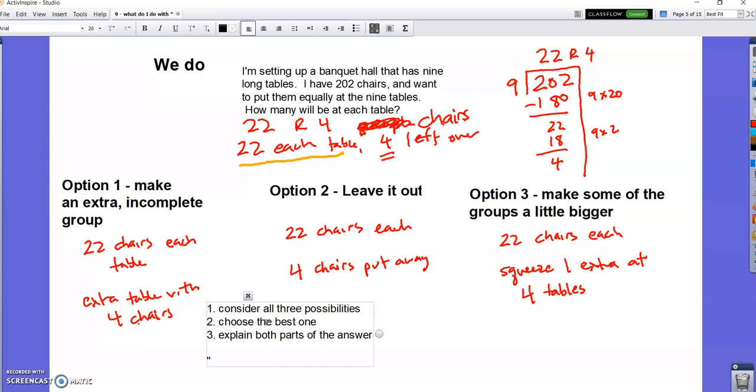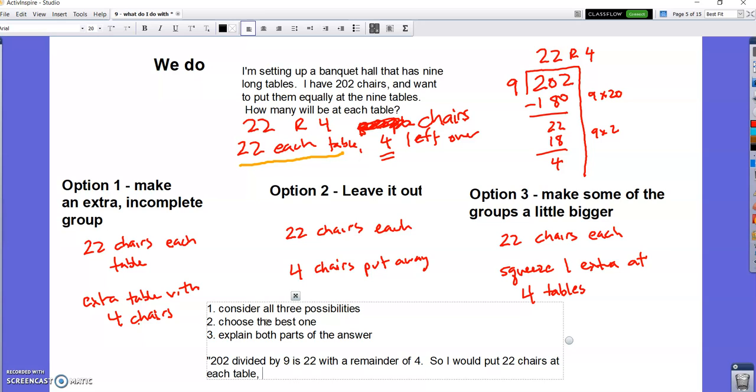So in this case, I might say something like 202 divided by 9 is 22 with a remainder of 4. So I would put 22 chairs at each table and put the other 4 chairs away. Ta-da! And that's it.